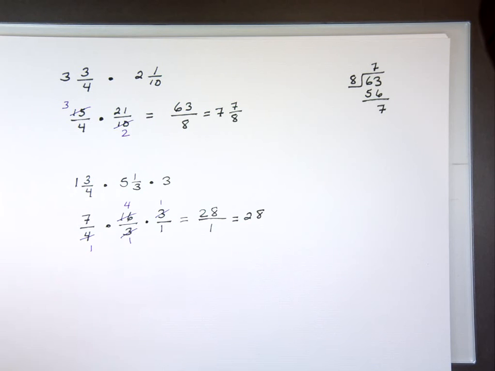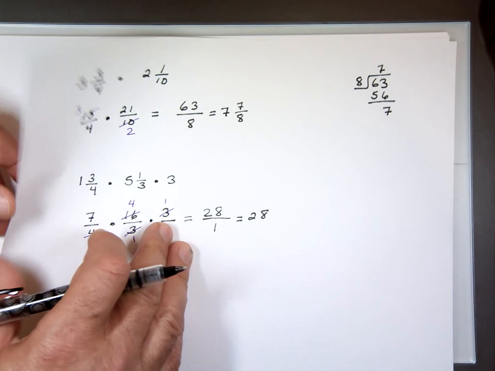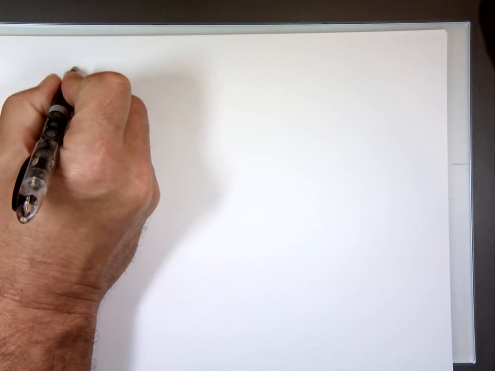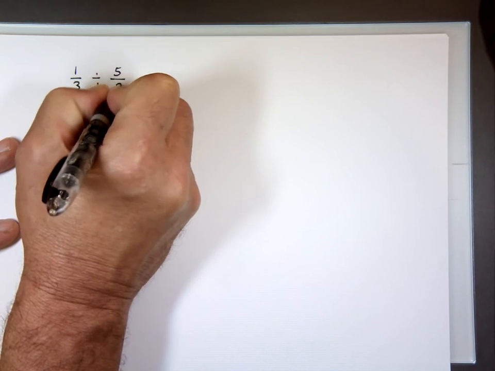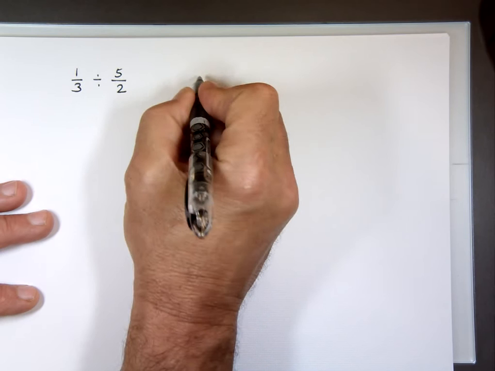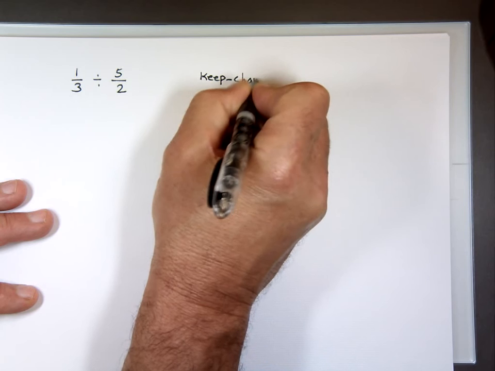I didn't do division yet, so let's bring in the division. Well, if you understood the multiplication, the division is exactly the same thing with the exception of one extra step. That's it. So what is that step? If I have 1/3 divided by 5/2, you've got to flip them. So the rule I'm going to use: keep, change, and flip.